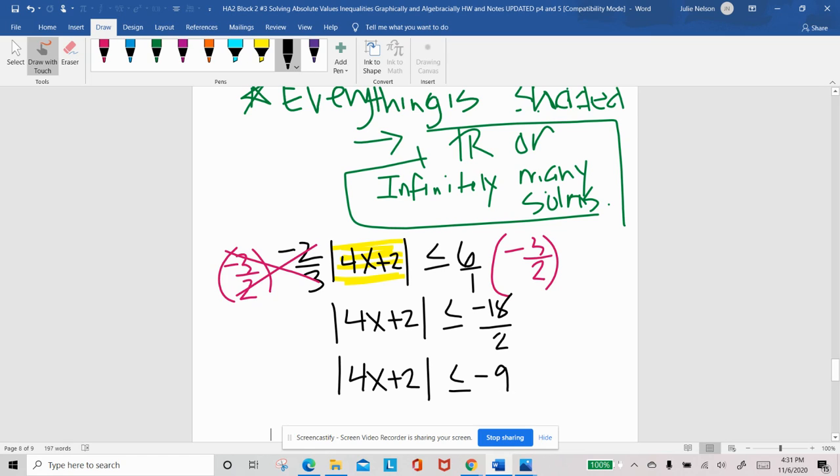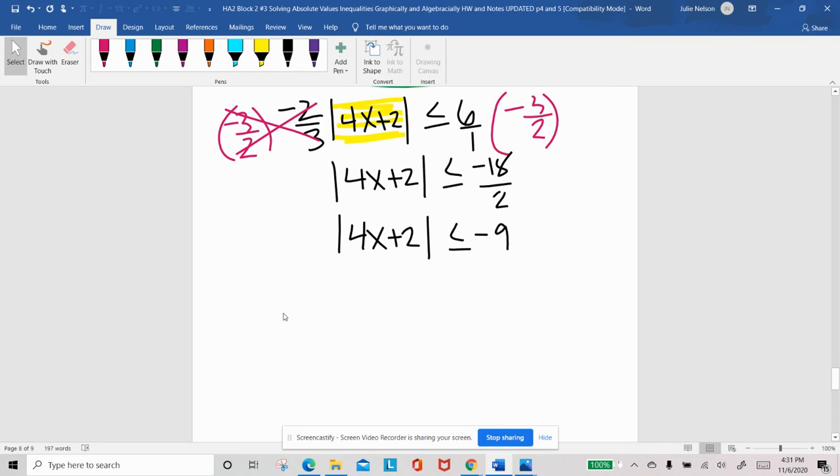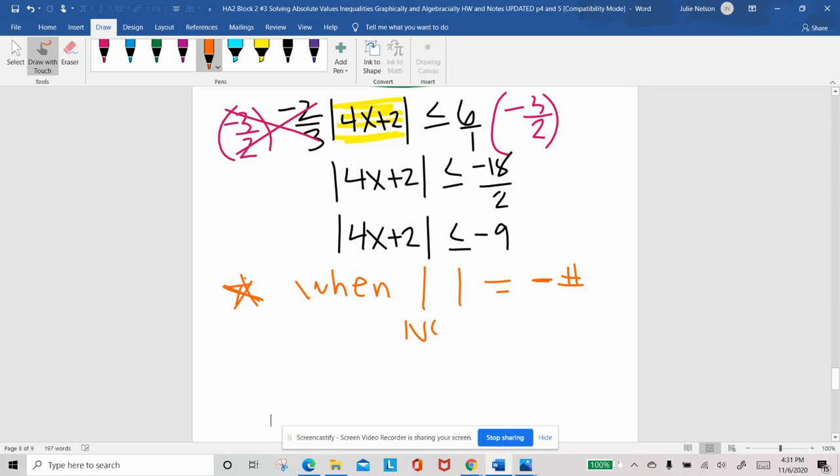All right, now in class, we talked about what happens when an absolute value equals a negative. So I want to make sure that we put a big, bold star on this. When the absolute value equals a negative number, it's automatically no solution. That's when it's an equal. This is not an equal problem. This is a less than or equal.